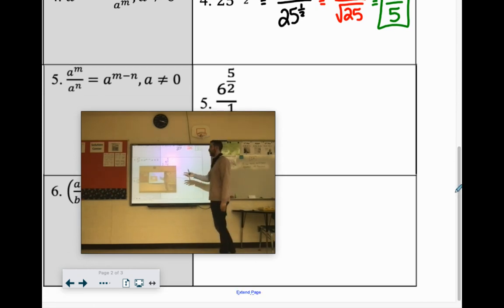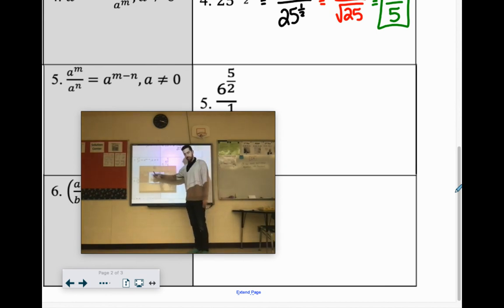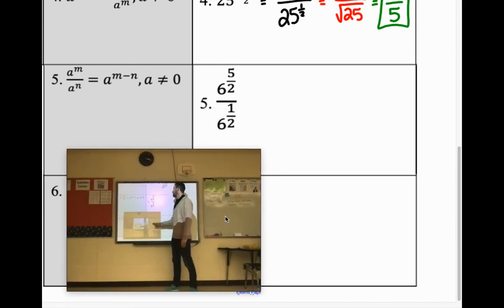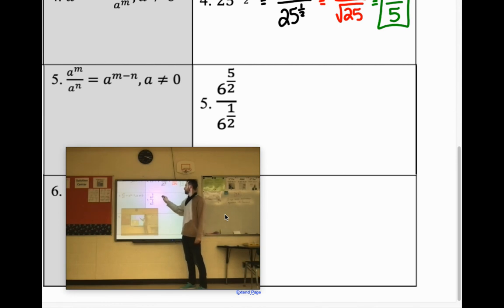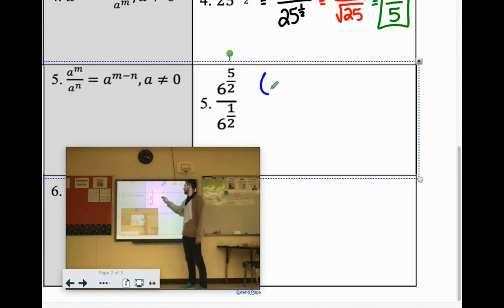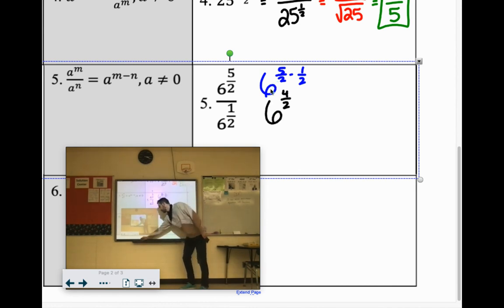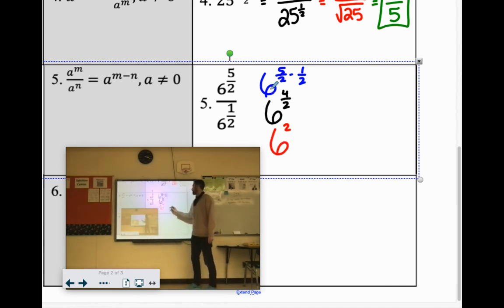When you divide and you have the same base, you subtract the exponents. We just talked about this last week. So here, these both have a base of 6, so we're going to subtract the exponents. So we are writing 6 to the 5/2 minus 1/2. Okay, those have the same denominator. Sweet. 5 over 2 minus 1 over 2 would be 4 over 2. And 4 over 2 is just 2. So we have 6 to the second power, and 6 squared is 36.